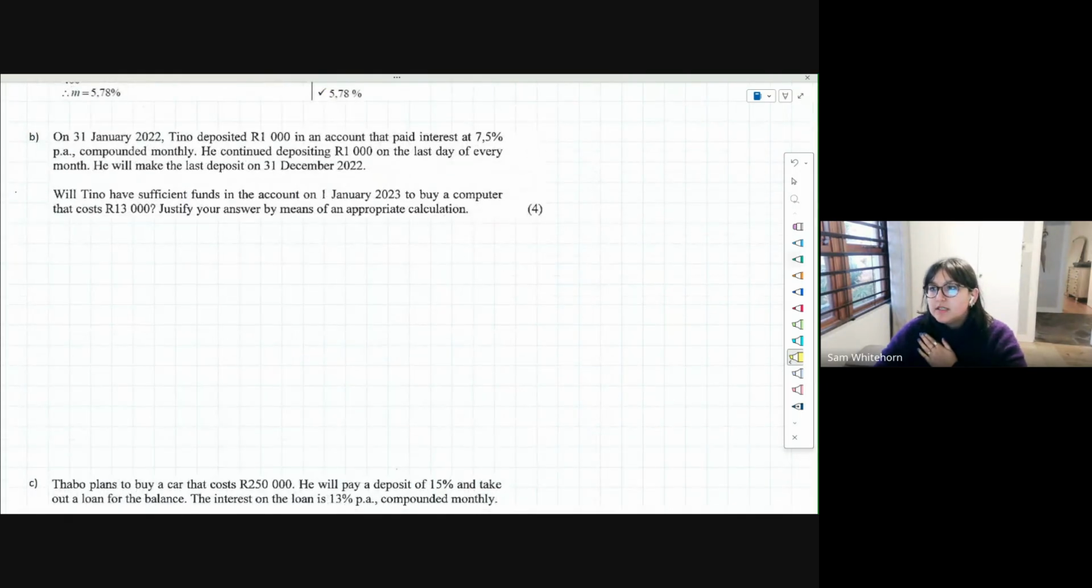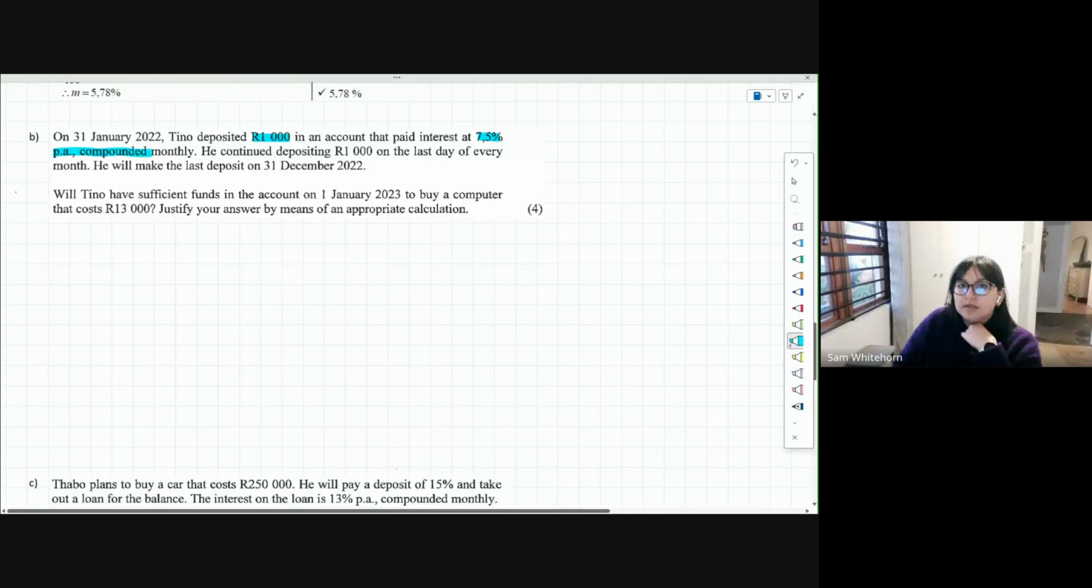I'll come back for screenshots in a second. Let's have a look at this next one. It says: on the 31st of January 2022, Tino deposited 1,000 Rand into an account that paid interest at 7.5% per annum compounded monthly. He continued depositing 1,000 Rand on the last day of every month. He will make his last deposit on the 31st of December 2022. Will Tino have sufficient funds in the account on the 1st of January 2023 to buy a new computer that costs 13,000 Rand? Justify your answer by means of appropriate calculation.